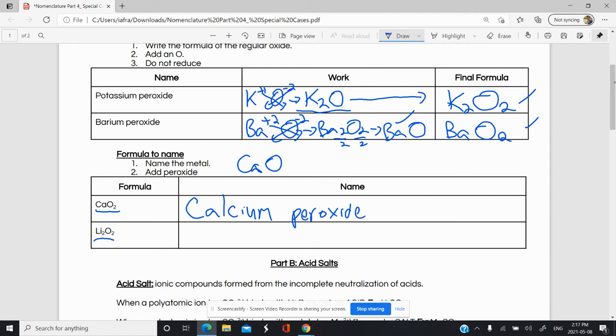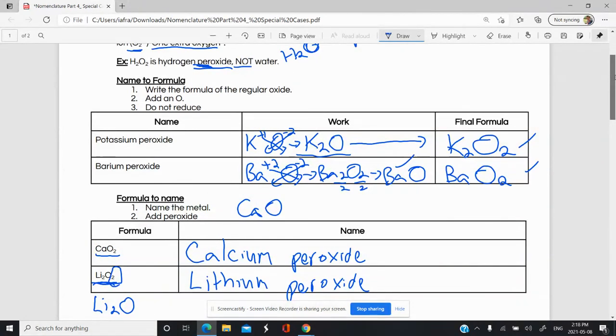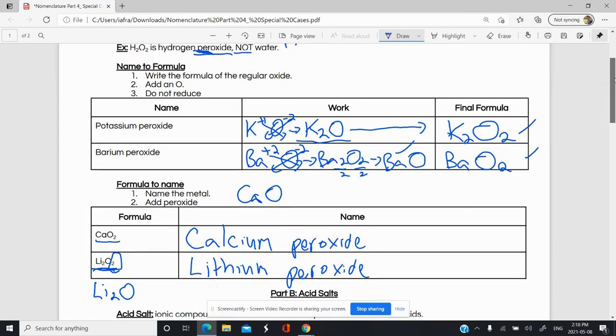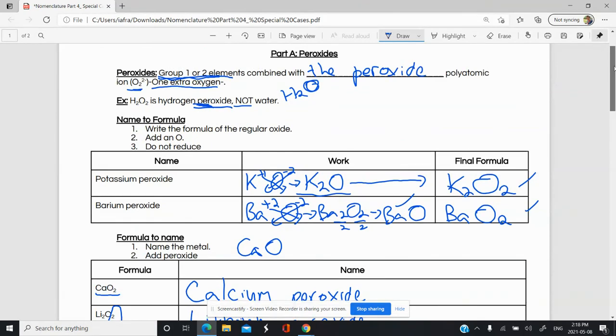Same idea over here. We need to realize that this is not the regular oxide. The regular oxide will be Li2O. This has an extra oxygen. So because there's an extra oxygen there, we know it's not the regular oxide, it's a peroxide. So this is lithium, name the metal first, and then put the word peroxide after. Lithium peroxide. So the trick here is just recognizing that you don't have the regular oxide, and then if you see there's an extra oxygen, then you know you're putting peroxide rather than oxide.